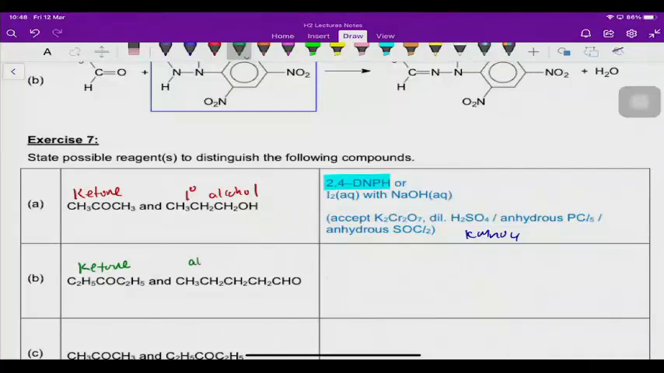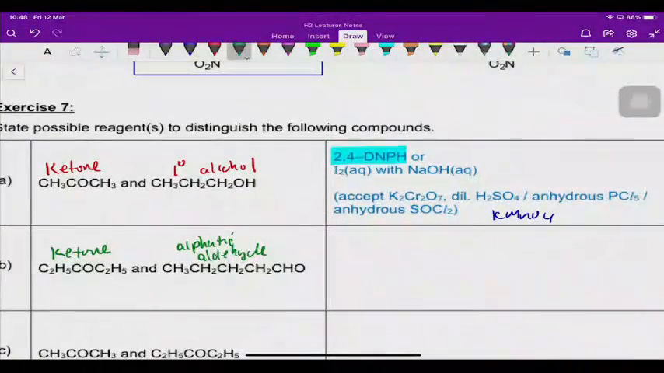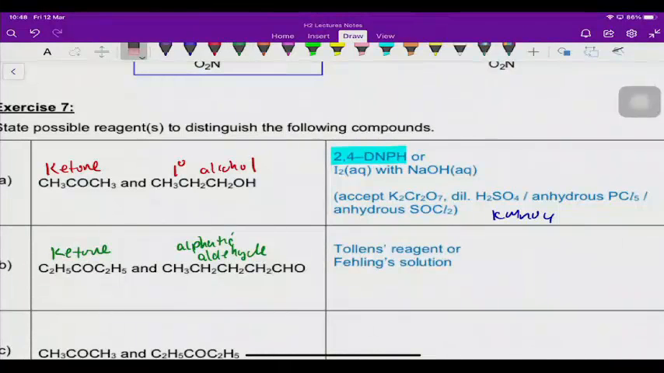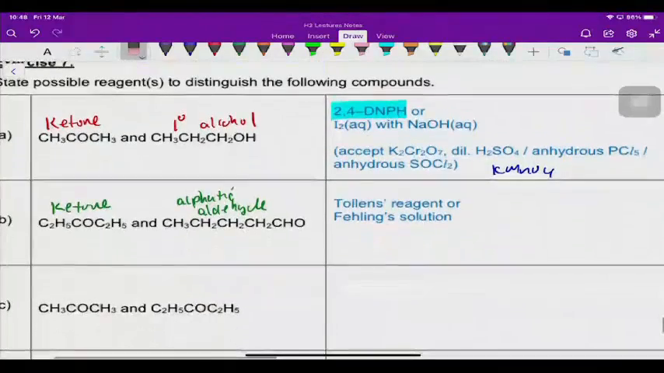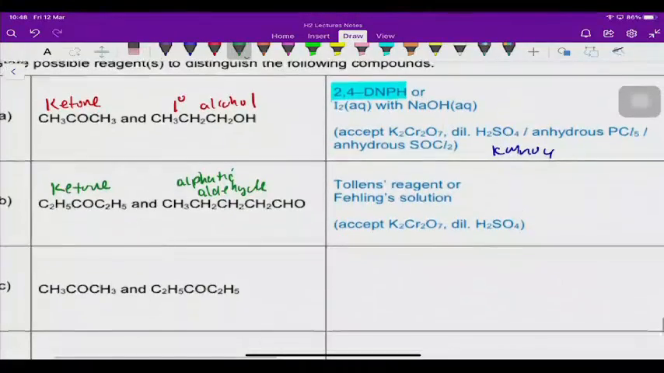Then the next one, we have ketone plus aliphatic aldehyde. When we have ketone and aldehyde, we think of Tollens and Fehling's. For aliphatic aldehyde, whether Tollens or Fehling's also can. No issue. At the same time, aldehyde can be further oxidized, so also can use dichromate or even manganate, but like I say, manganate is not always encouraged.